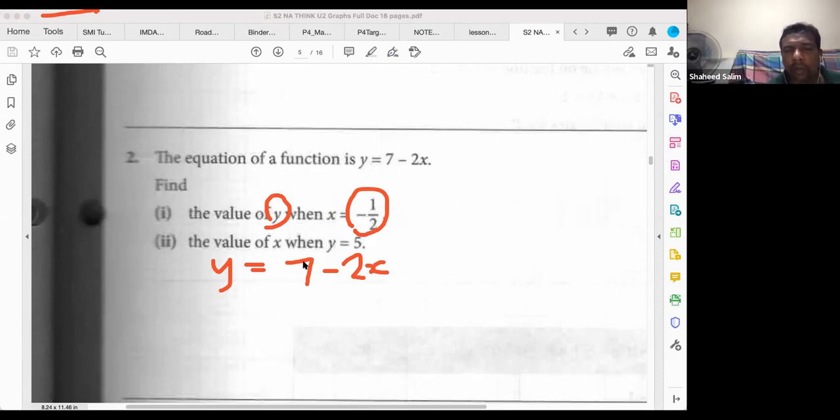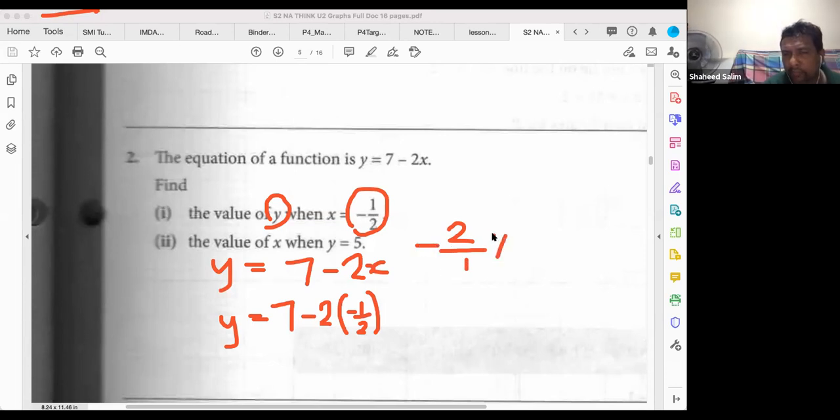So what are you going to find? They say find the value of y. So leave this y alone because you don't know what it is. 7 minus 2, put it inside now. You see, very confusing. Never mind, just put down here minus half. You just write it down. 2 is 2 over 1, there's a minus in front, times. Because there's no sign here, it means times. Times negative 1 over 2.